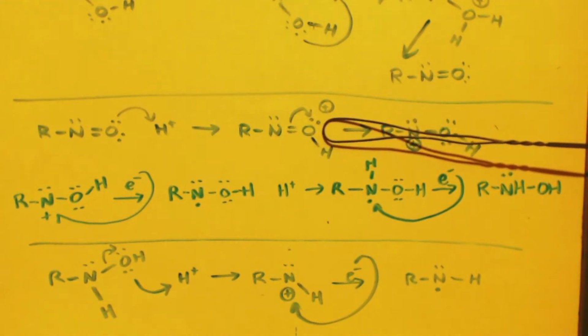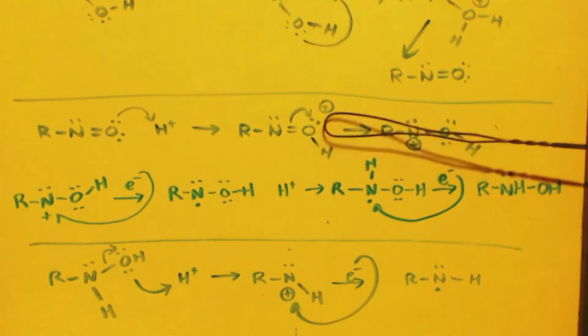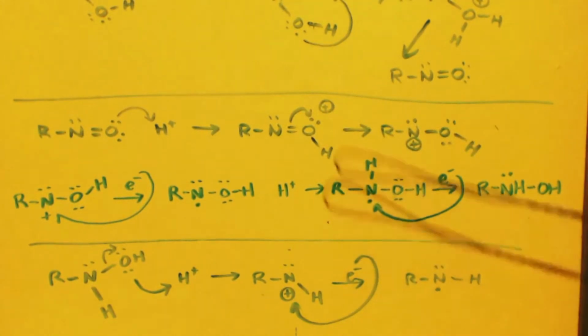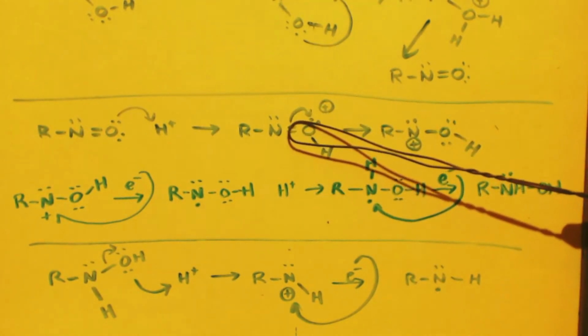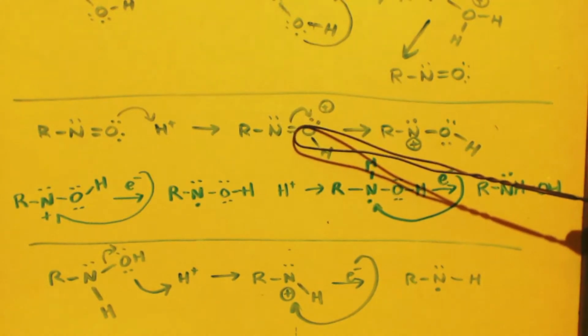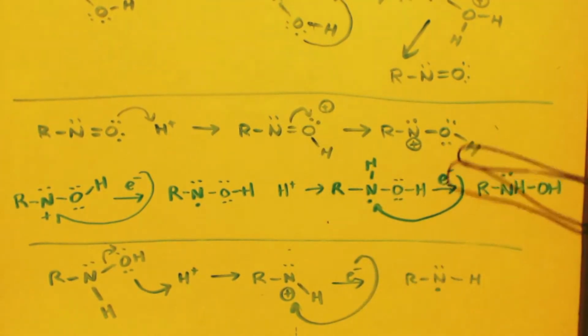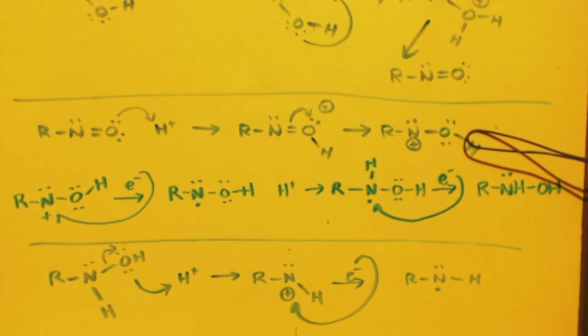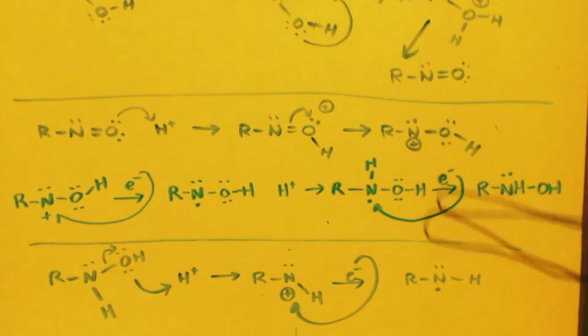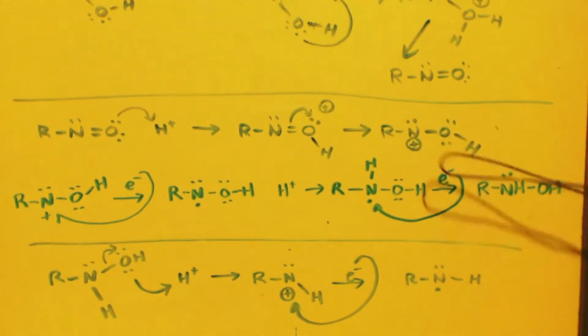Oxygen should have 6 electrons. It has 1, 2, 3, 4, 5. So it's positive. So it's going to grab some of the electrons from this double bond probably, and you'll end up with this compound. Now the positivity is on the nitrogen, because nitrogen should have 5 electrons. There's 1, 2, 3, 4. So it's positive.